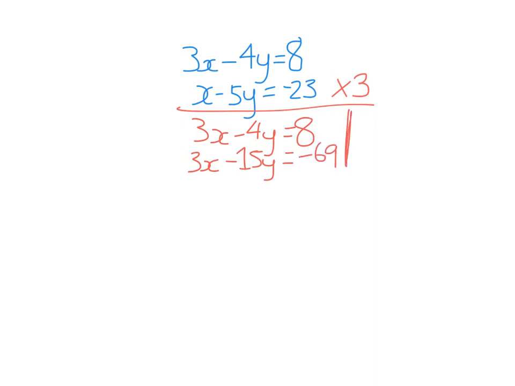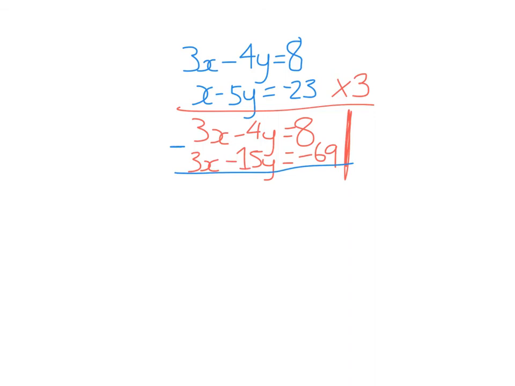Now I'm going to solve these two equations simultaneously. I can do that because the x has the same number in front of it in both equations. So because it's positive in both, I'm going to subtract. So I go 3x minus 3x is 0. This time I'm eliminating the x's. Minus 4y minus 15y, so it's minus 4y plus 15y.